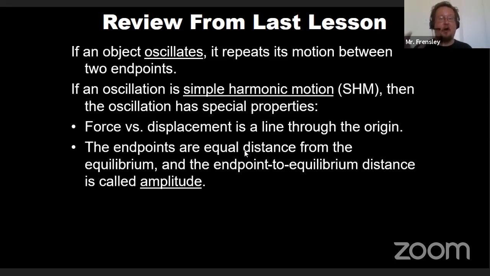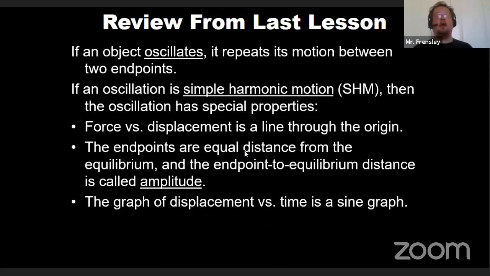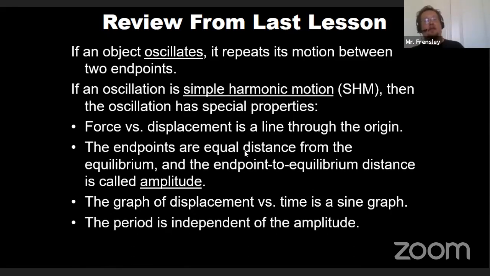The endpoints are an equal distance from the equilibrium. So the distance from equilibrium to endpoint is called amplitude. The graph of displacement versus time is a sine, cosine, one of the wiggly ones, right, with the smooth edges. And then the period, this is the big one, is independent of the amplitude. That's what really makes simple harmonic motion simple.